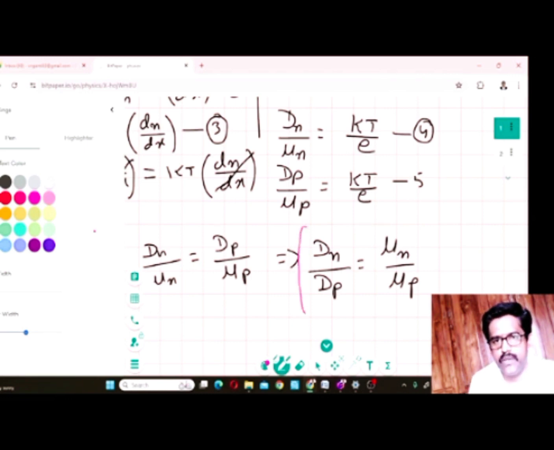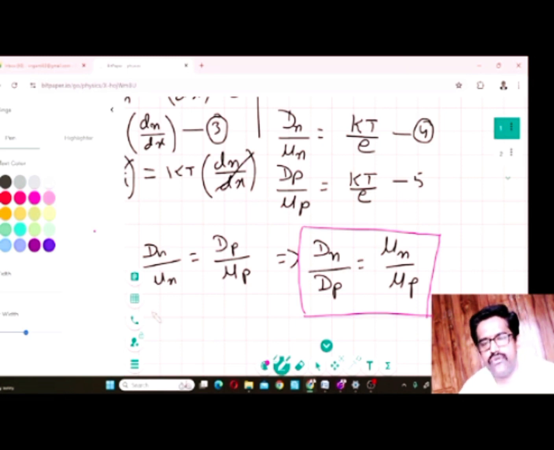It gives the relation between both drift current and diffusion current. Dn and Dp are the coefficients of diffusion for n-type and p-type respectively, where mu n and mu p are the mobilities of charge carriers for n-type and p-type semiconductors respectively.